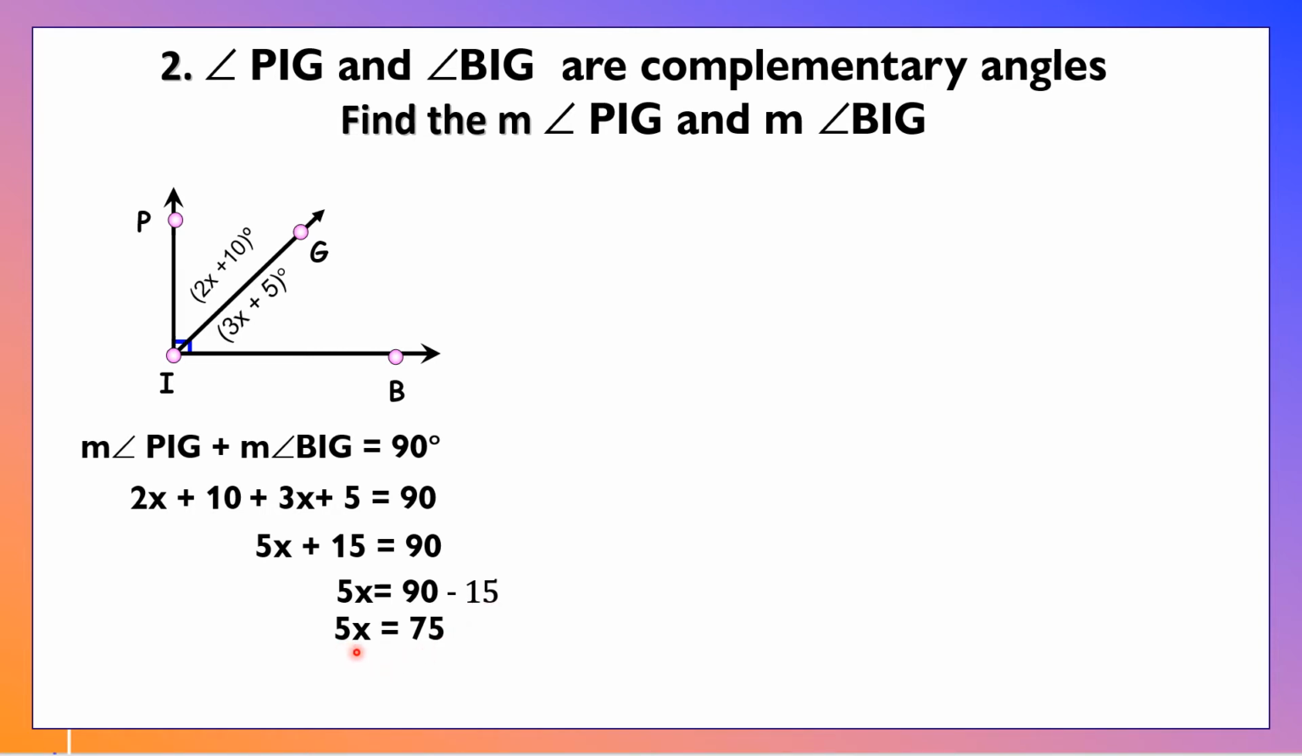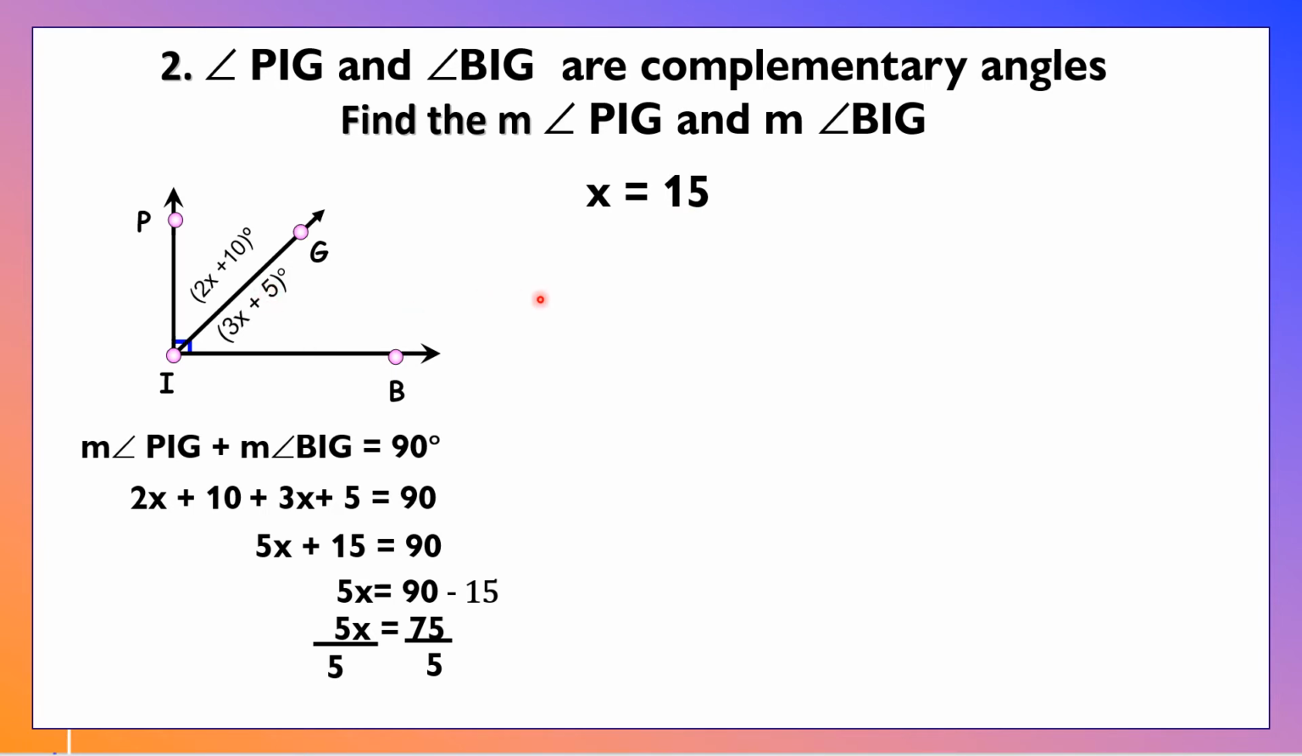Next, to isolate x here, we will divide both sides by 5. So, divide natin both sides by 5. So, 5x divided by 5 will give us x, and 75 divided by 5 is 15. So, that means the value of x is equal to 15. But we need to determine the measure of angle PIG. So, what we will do is substitute natin yung value ng x sa 15.